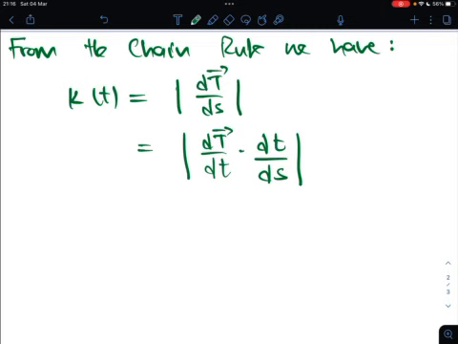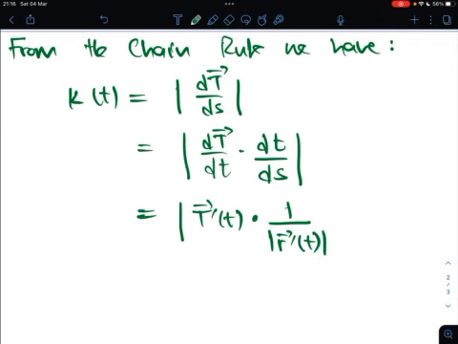You see, if you look at the first expression inside this absolute function, it's just a measure of the change in the unit tangent vector with respect to the parameter t. So it's just T prime of t. Whilst the other quantity, this is simply the reciprocal of the change of the position vector with respect to the parameter t.